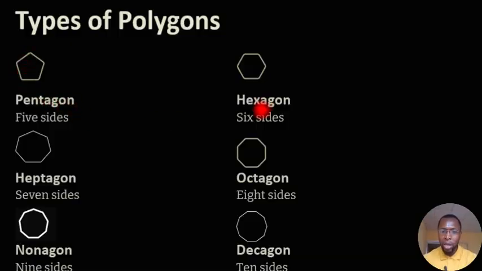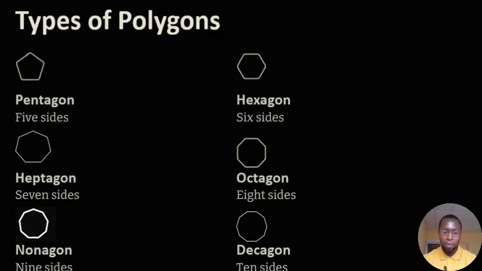We have a hexagon if the polygon has 6 sides. Then the polygon is called a heptagon if it has 7 sides, like you see here. The polygon is called an octagon if it has 8 sides. 1, 2, 3, 4, 5, 6, 7, 8. And we have a nonagon if the polygon has 9 sides. And finally, we have a decagon if the polygon has 10 sides. We also have other types of polygon, but for the purpose of this class, we shall be restricting it to just these 6 types of polygon.